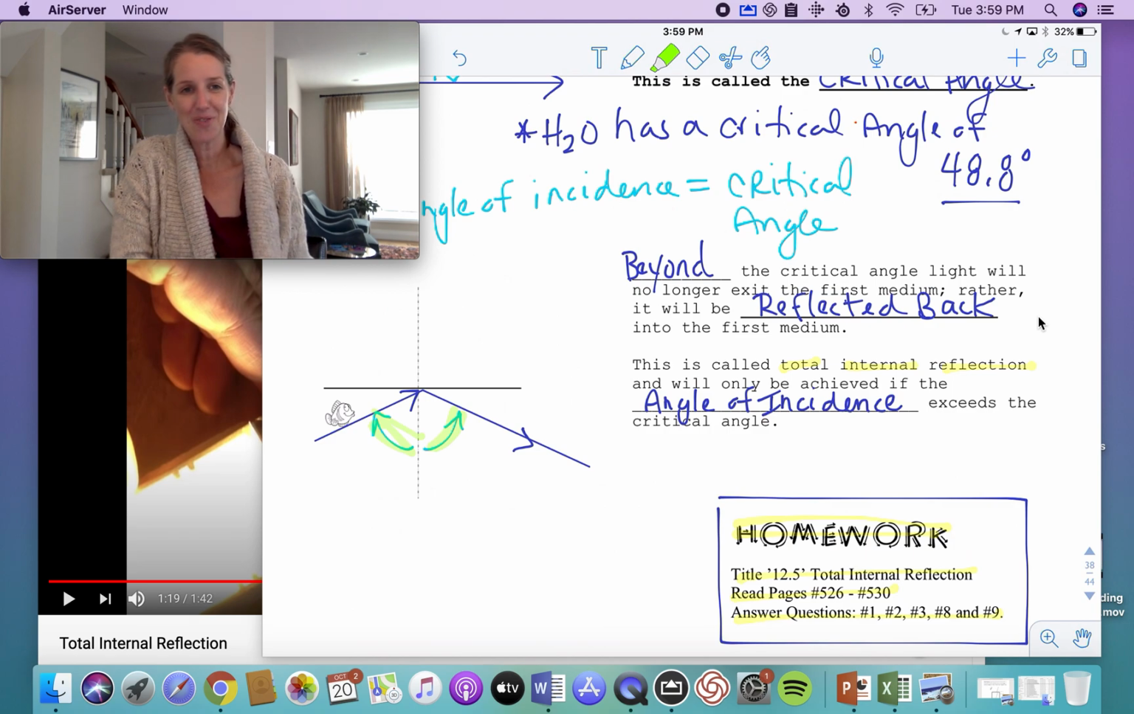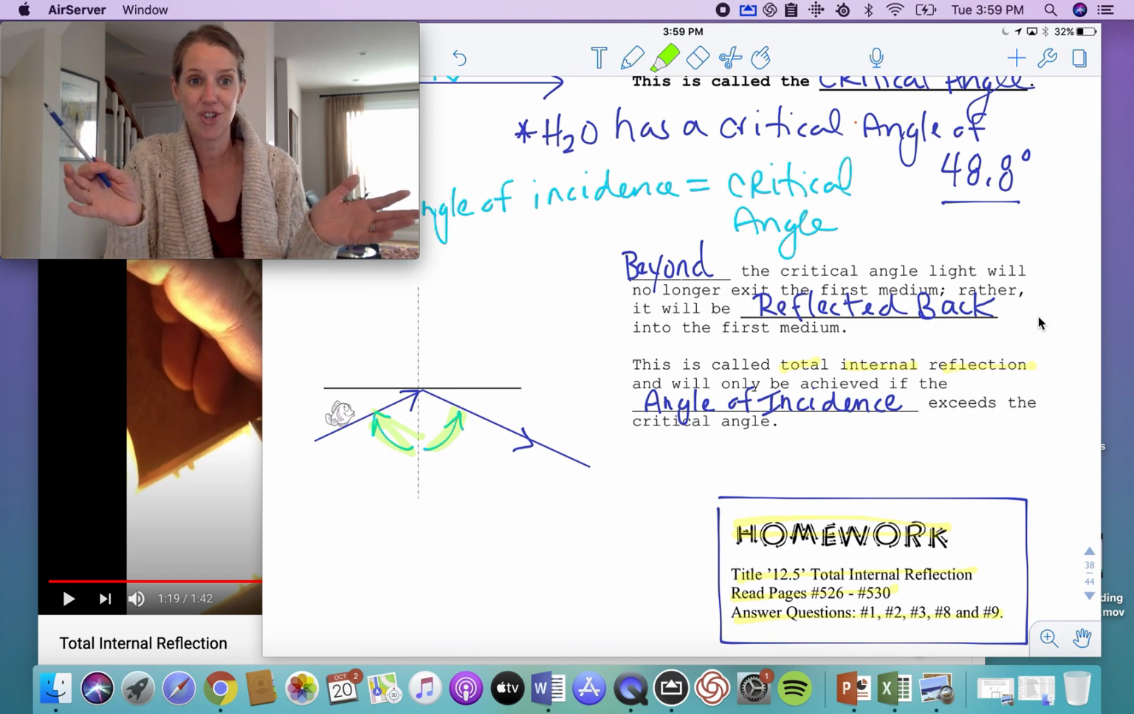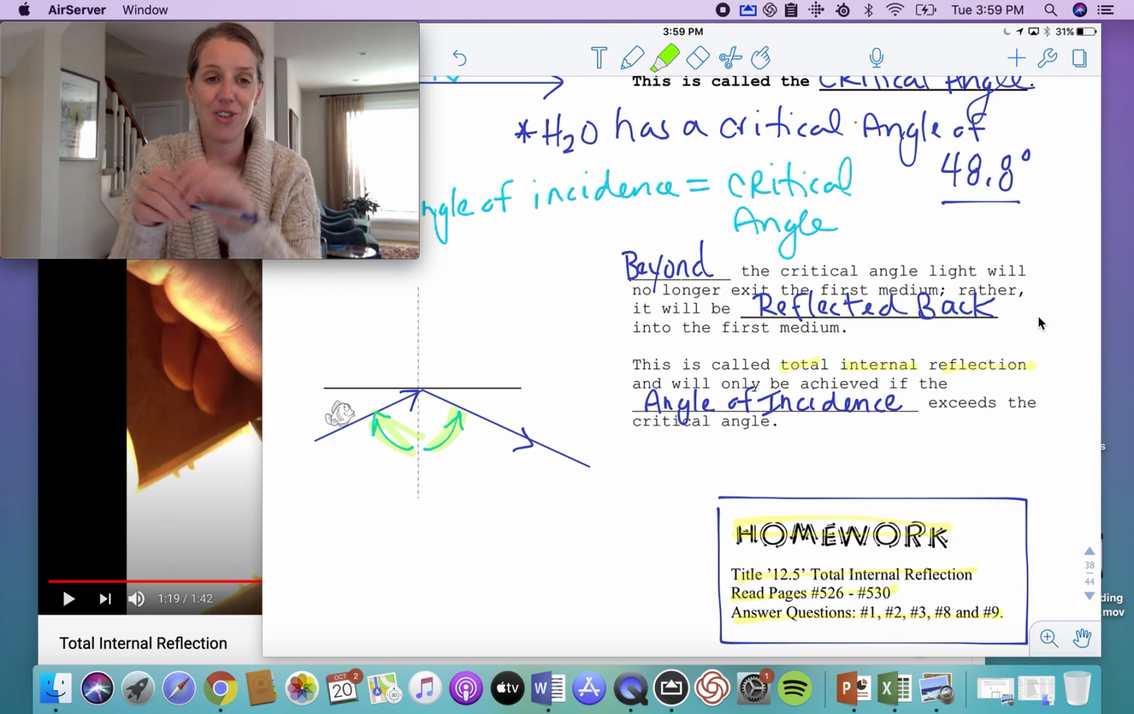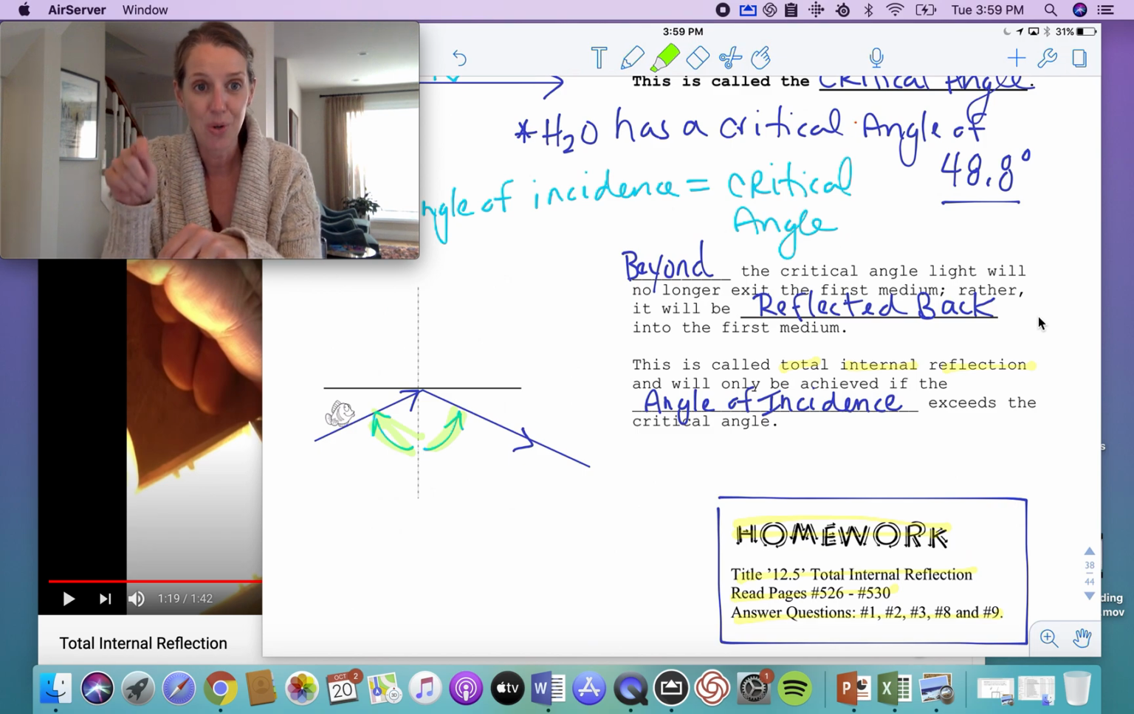Okay, so there are a few questions here for total internal reflection. This is the concept that makes our fiber optic cables work, and there's some really cool maps you can look at online to see all of the fiber optic cables that essentially run our internet. How does the internet go from here to the other side of the world? Total internal reflection.